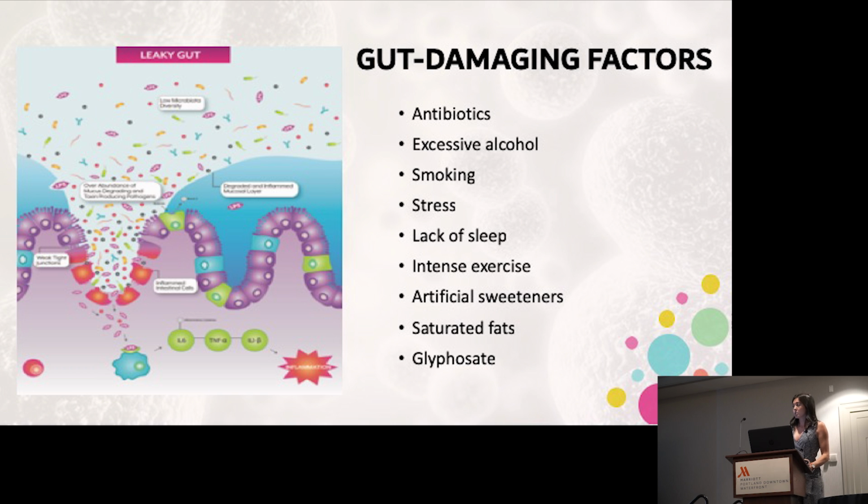Some of the gut-damaging factors that you might be aware of already would be antibiotics, of course, because that's going in and wiping out a lot of the good bacteria. Excessive alcohol consumption, smoking, stress, lack of sleep. Intense exercise is also one. That's kind of surprising to most people because they're like, but I exercise really frequently. That's good, right? I'm healthy. But physical exercise is still going to be physical stress on the immune system and on the gut. So if you do see elite athletes, just let them know that their training is going to be damaging their gut lining. Artificial sweeteners can, of course, disrupt the balance of gut bacteria. And then saturated fats and glyphosate can both increase the toxicity of LPS, which is an endotoxin produced by the gram-negative bacteria in the microbiome.